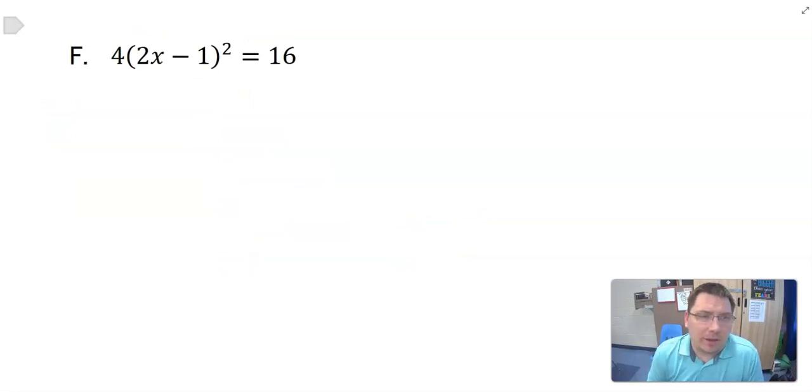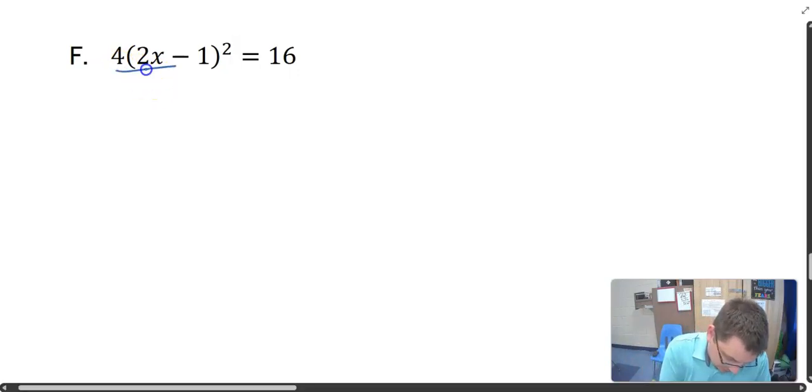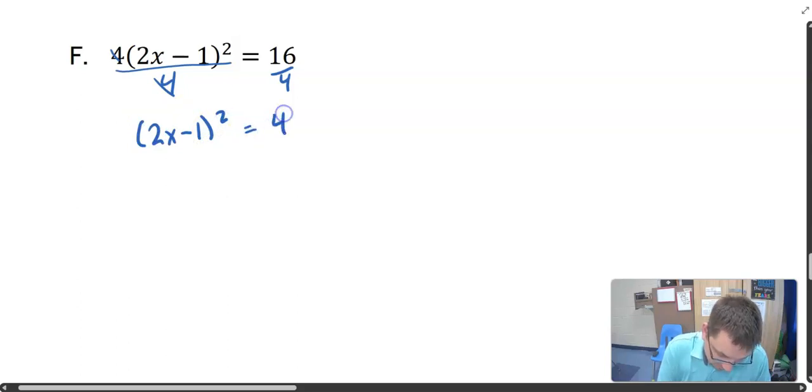In example F, we've got 4 times (2x minus 1) squared is equal to 16. So first off, we've got to get anything that's not inside the parentheses away. And so our first step here is that we're going to divide both sides by 4. And so we'll divide there, giving us (2x minus 1) squared is equal to 4.